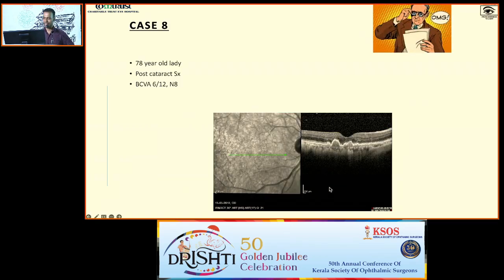There's another case where there are drusen, and as you can see, some ellipsoid layer loss at the center of the fovea. So this is a poor prognostic factor.